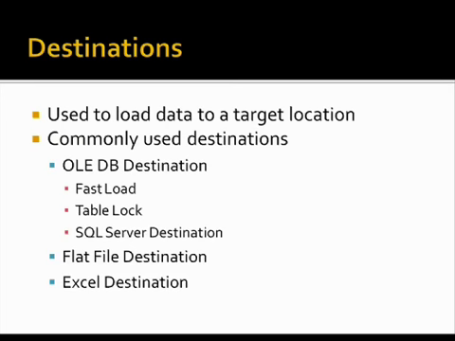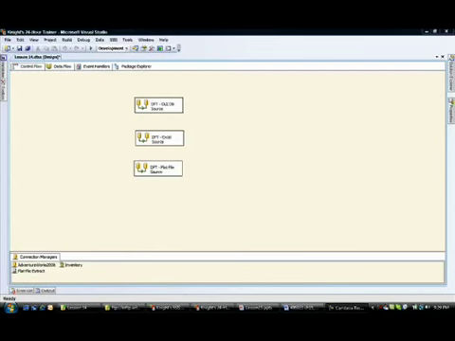So some of the most commonly used destinations that we'll cover in this lesson are the OLEDB destination, the flat file destination, and the Excel destination. Within the OLEDB destination, we have a couple neat options that we're going to discuss a little bit deeper, which is the fast load option, the table lock option, and then a whole separate destination called the SQL Server destination.